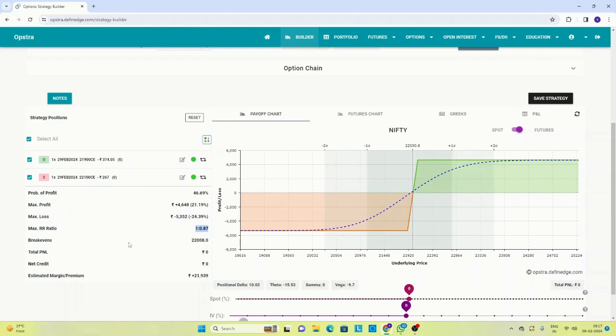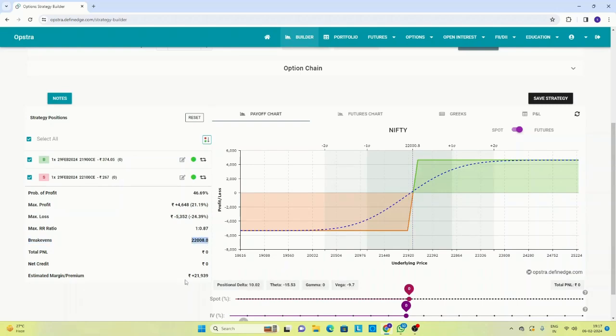1:0.87, right? So the risk reward ratio is calculated between the maximum profit and maximum loss. Now this is why we say a debit spread provides both hedging plus a risk defined model, where you have a defined profit or a defined loss. That's called risk defined model. So break even, as per the calculation, is 22,008 to 0, right?